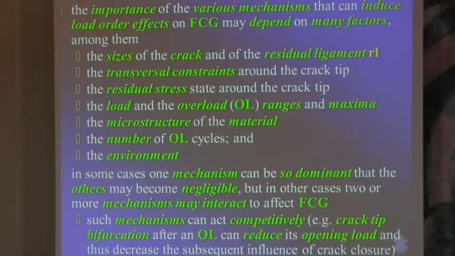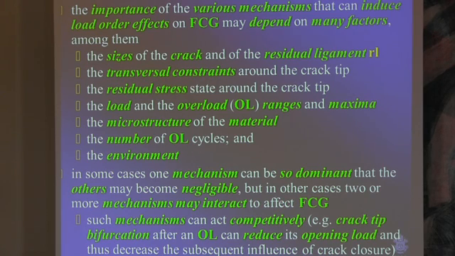Let's imagine for a while. Can we believe that opening load is independent of the size of the residual ligament? If the residual ligament is smaller, there's not much material to close the crack. Can we believe that crack closure is independent of the residual ligament? Transversal constraints around the crack tip. Residual stress around the crack tip. The load on the overload range maxima, the microstructure of the material, number of overload cycles, the environment. All of them can affect the fatigue crack growth behavior.